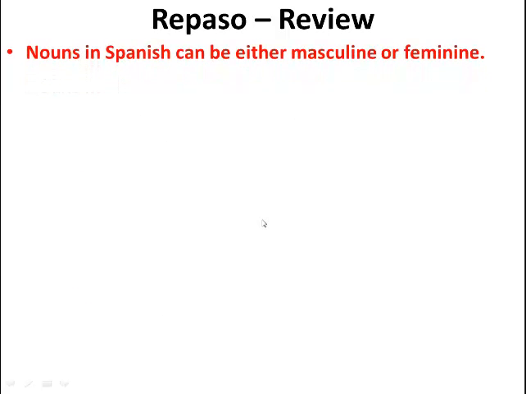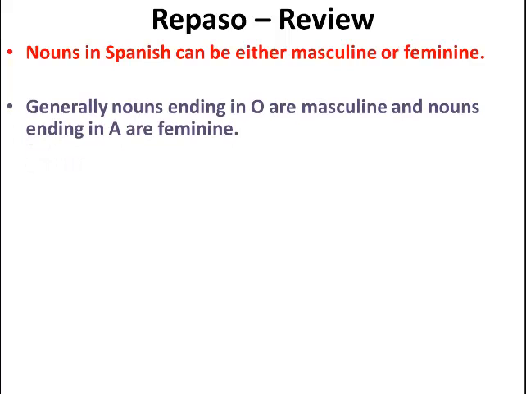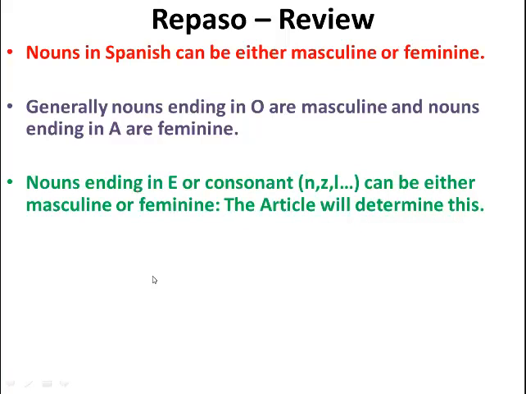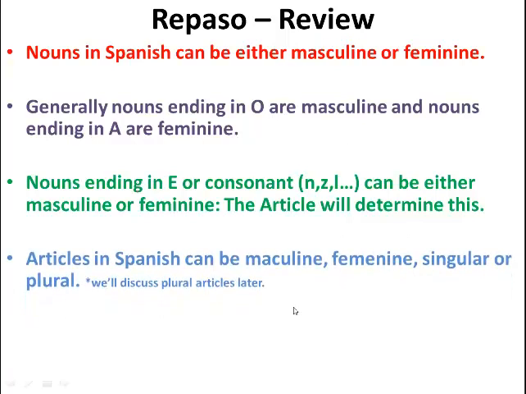Okay, so let's take a little review of what we're talking about today. Okay, first things first. Nouns in Spanish can be either masculine or feminine. That's the biggest difference. Okay, we can make a prediction, and generally, nouns ending in O are going to be masculine, and nouns ending in A are going to be feminine. Okay, that's a pretty good prediction to make. Okay, now nouns ending in E or in a consonant, they can either be masculine or they can be feminine, and the article will determine this. Okay, and you have to remember those articles in those words.